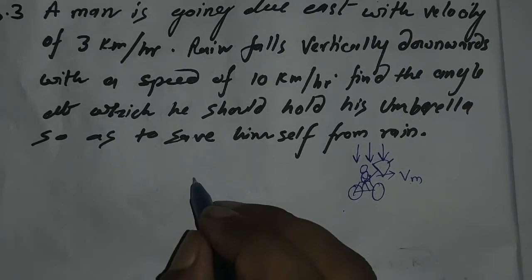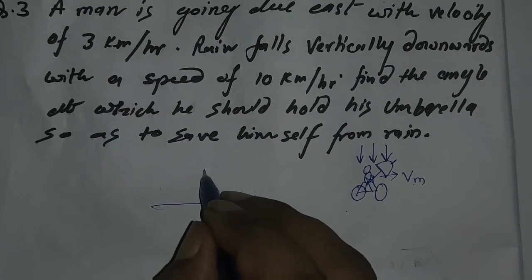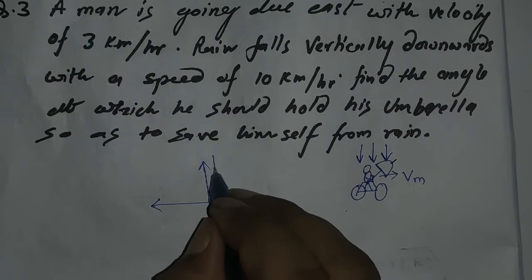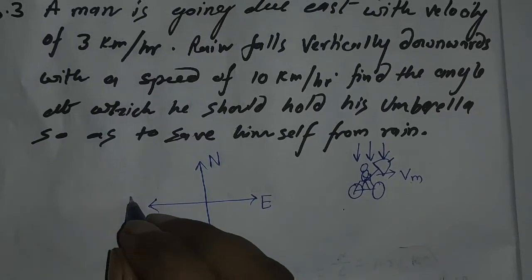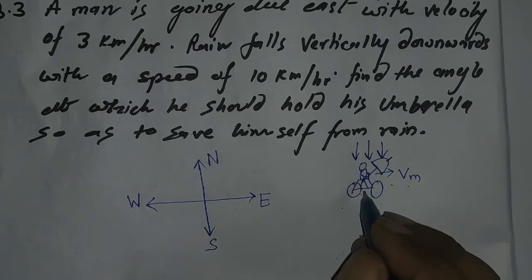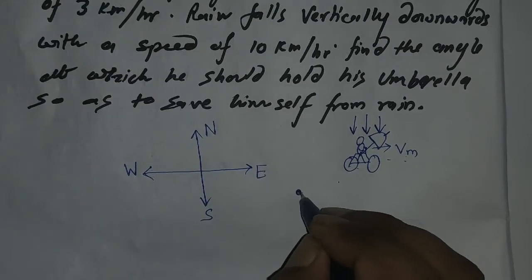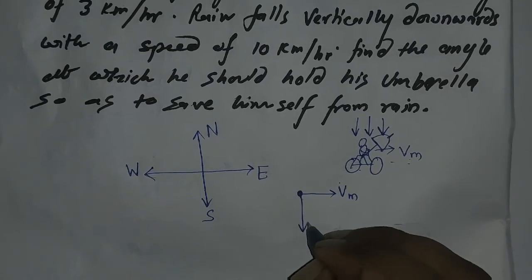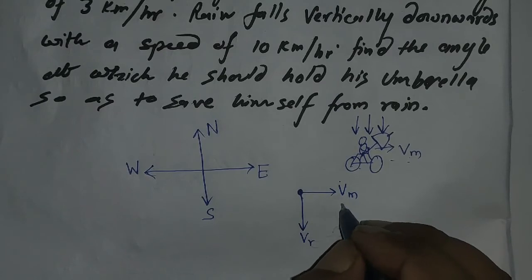Students, one person is going towards east. So let us first draw the directions. Students, this is north, this is south, this is east, and this one is west. So this person is going towards east and rain is falling vertically downwards. Let us draw a free body diagram. See here, this is the velocity of rain and this is the velocity of man.